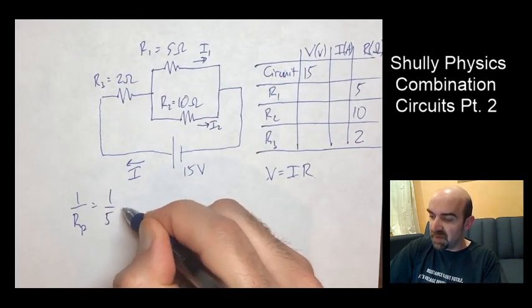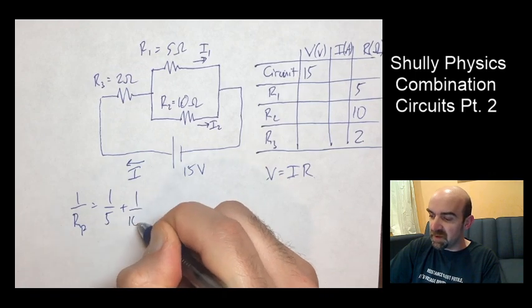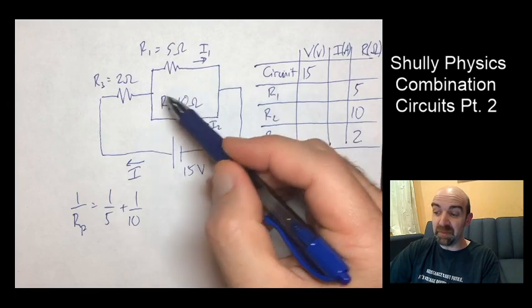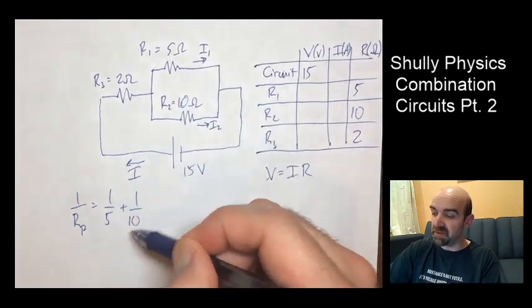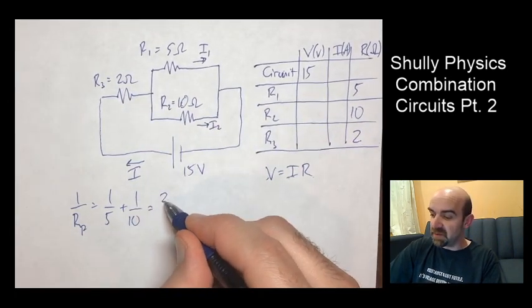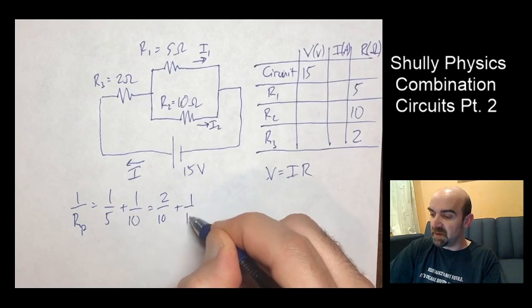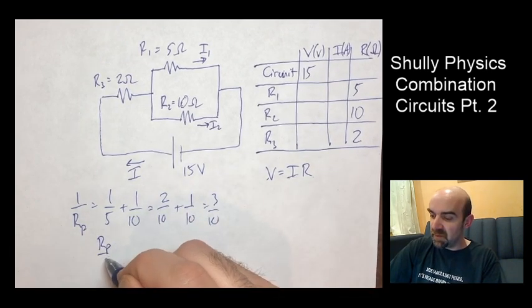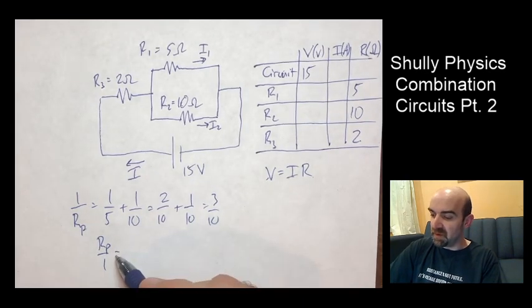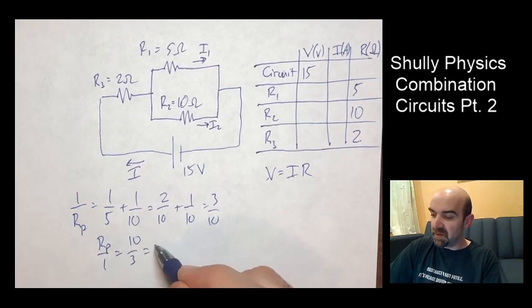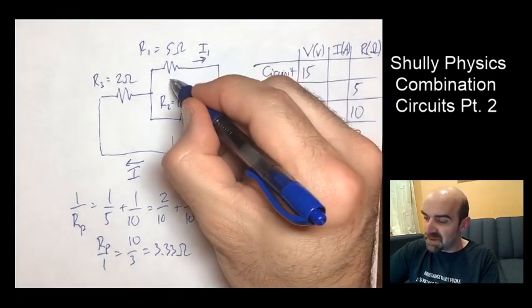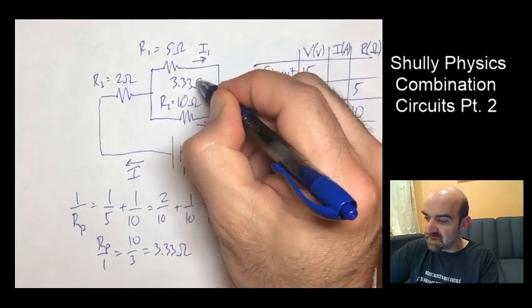1 over 5 plus 1 over 10. That's how you find the equivalent resistance for parallel resistors. They are not in parallel to the 2 ohm resistor, so we're only focusing on the 5 and 10. That gives us 2/10 plus 1/10 is 3/10. So 1 over RP is 3/10, so RP is 10 over 3, which is 3.33 ohms. All right? So that is just the resistance of this segment.